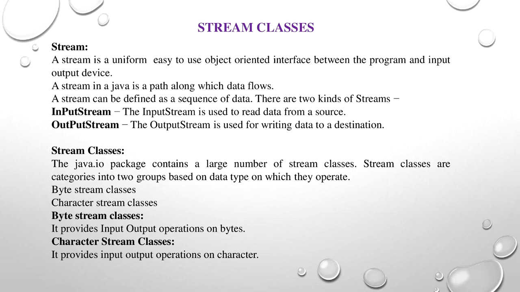Stream classes. The java.io package contains a large number of stream classes. Stream classes are categorized into two groups based on the data type on which they operate. The two categories are byte stream classes and character stream classes. Byte stream classes provide the input output operations on bytes. Character stream classes provide the input-output operations on characters.